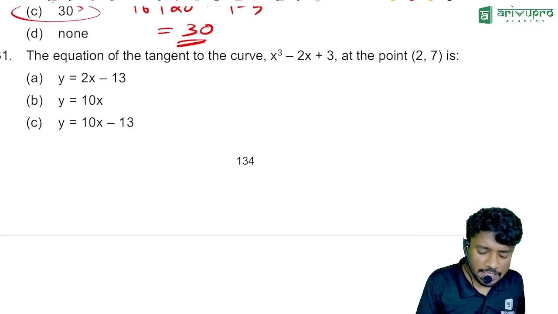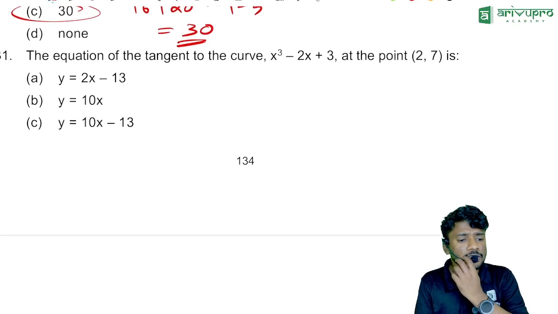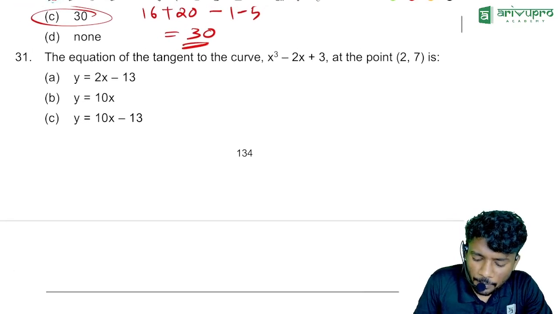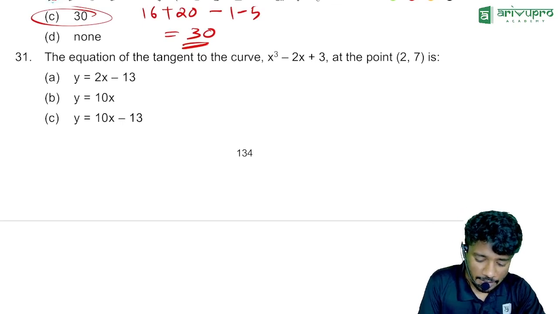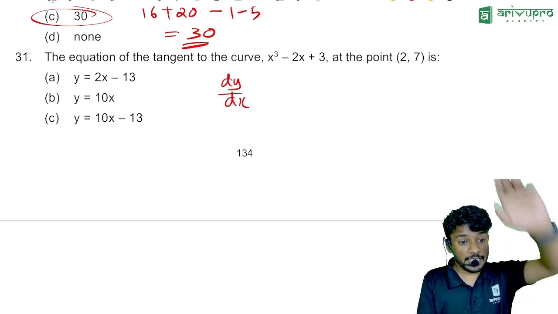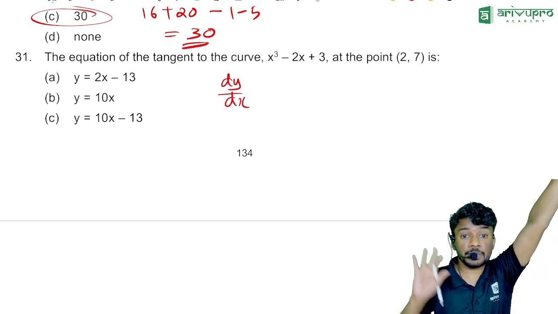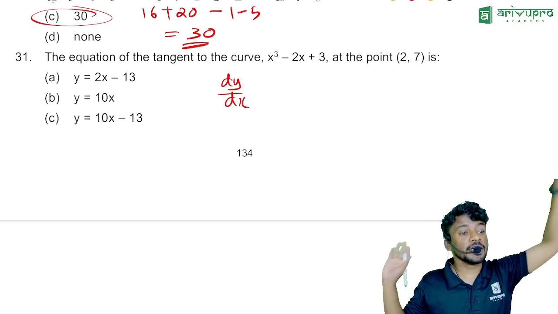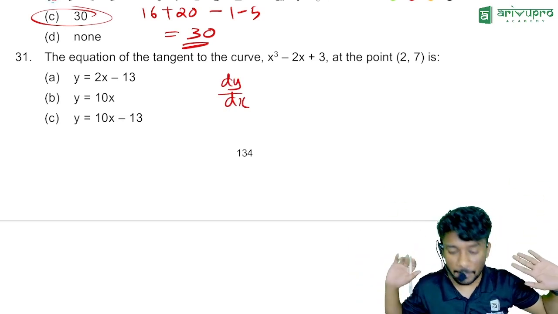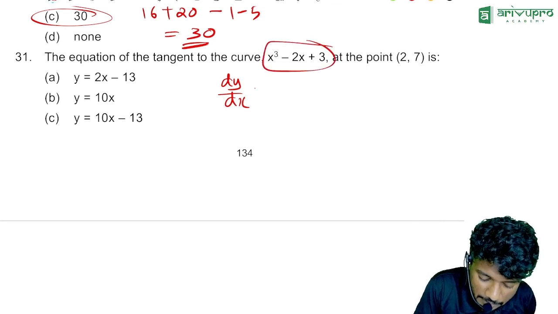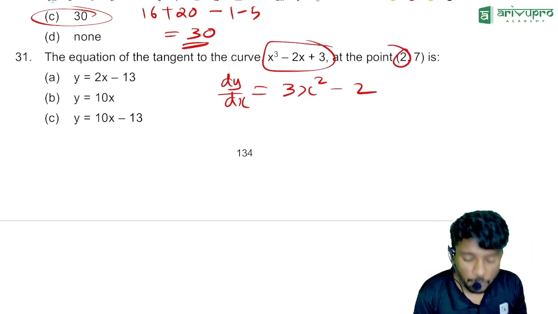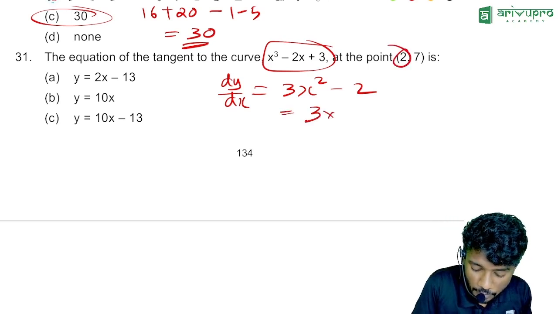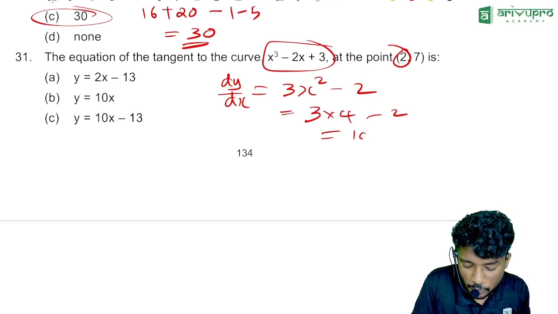The equation of the tangent to the curve x cube minus 2x plus 3 at the point (2, 7) is dash. What was the method? How will you find the slope of a tangent? dy by dx, do you remember? Even if you don't remember anything, you should remember that the slope of a tangent is the derivative of the given curve, dy by dx. That means dy by dx will be 3x square minus 2. So at the point, put 2 there. That will become 3 into 4 minus 2, which is equal to 10.